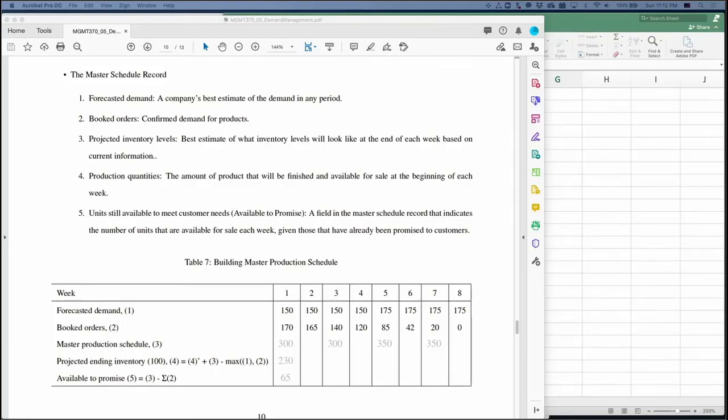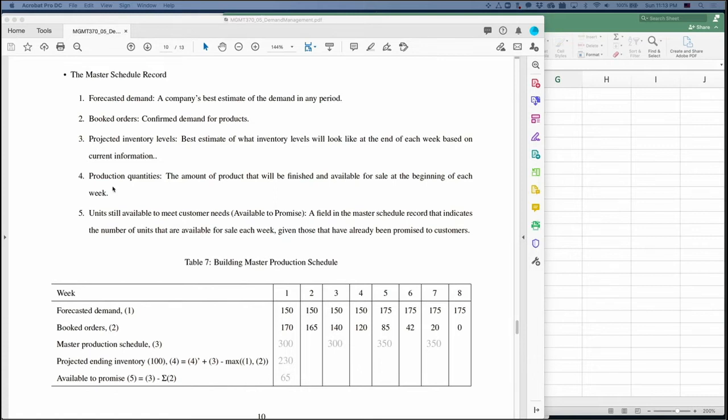This video explains how to build a master schedule. To build a master schedule, we need a basic master schedule record first. We need a forecast demand. Also, we need the actual booked order. And based on this, we can compute the projected inventory level. Generally, ending inventory is equal to beginning inventory plus master schedule minus demand.